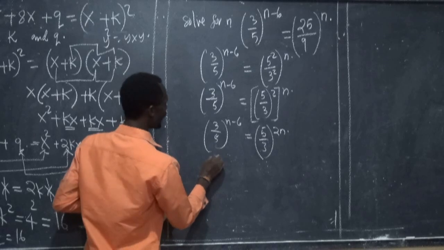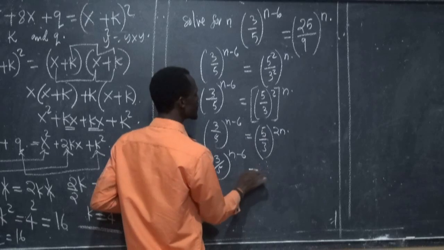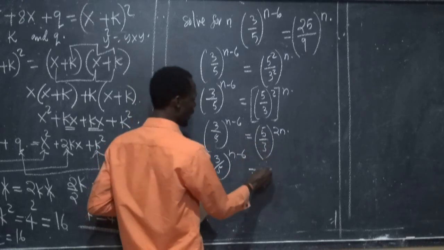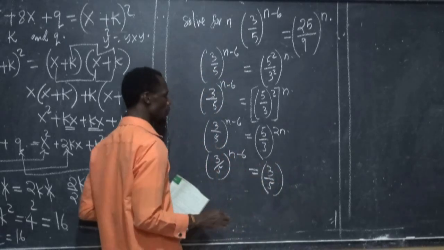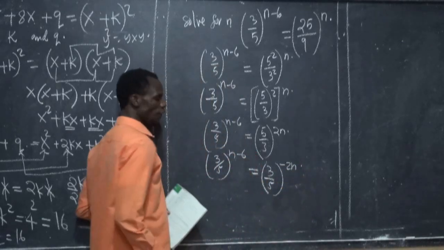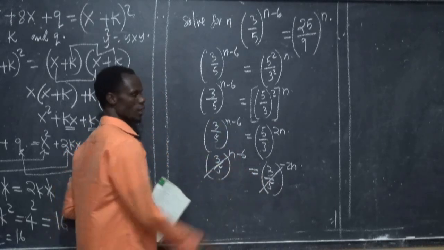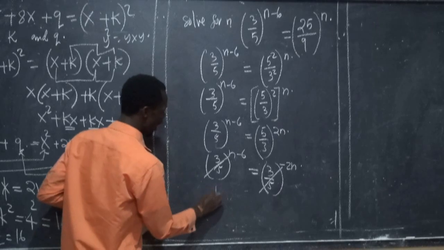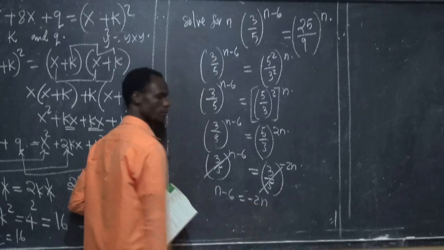Now we have 3 over 5 power n minus 6 is equal. The inverse of this one is 3 over 5. To show that we have found the inverse, we have to write negative 2n. Now these bases are equal. If now bases are equal, also exponents are equal. Now we have n minus 6 is equal to negative 2n.